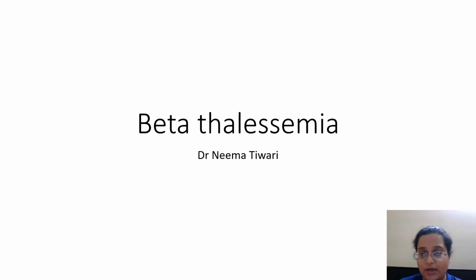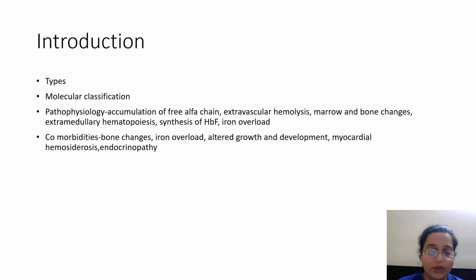Without wasting too much time, let me start with beta thalassemia. For PGs, the important questions that can come from this topic are the types of beta thalassemia. Most importantly, they'll ask you the molecular classification of beta thalassemia. And as far as your practical question answer sessions go, the pathophysiology of beta thalassemia you have to remember, because a lot of questions are going to be asked on pathophysiology.